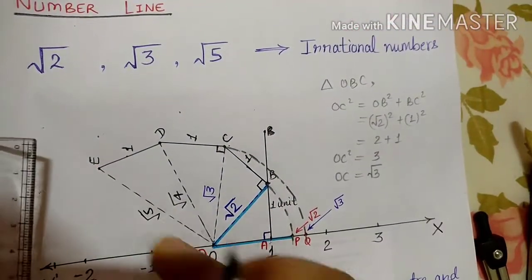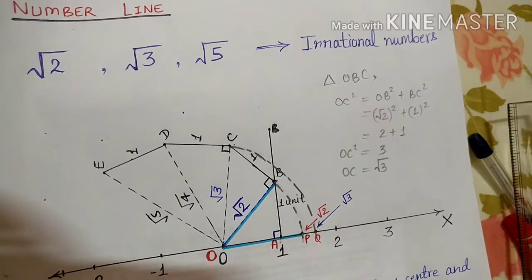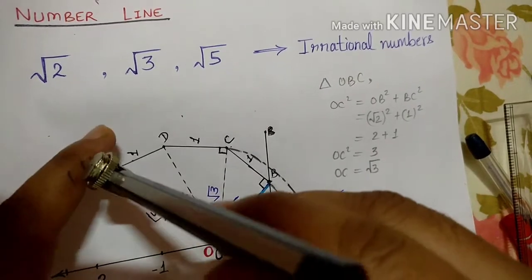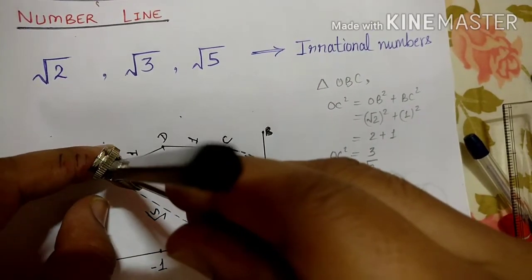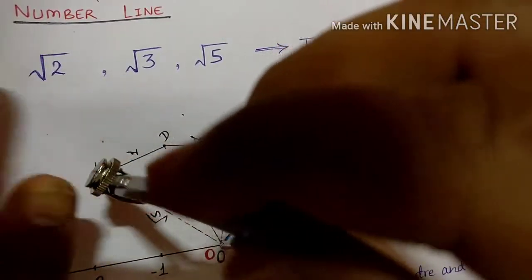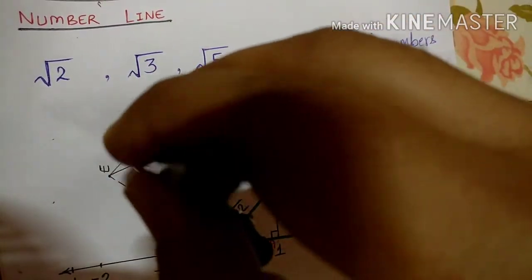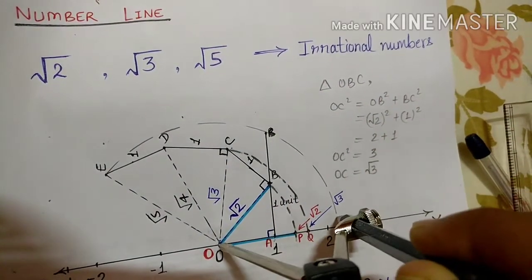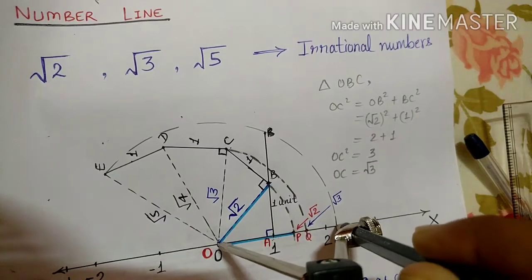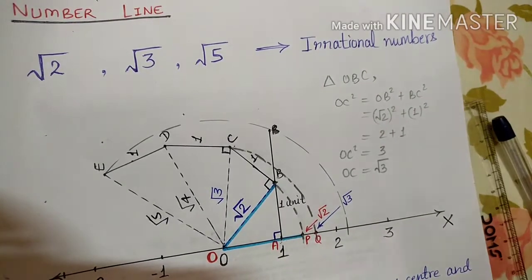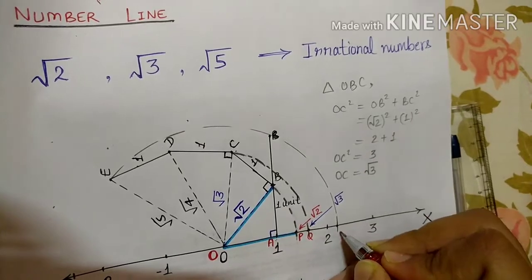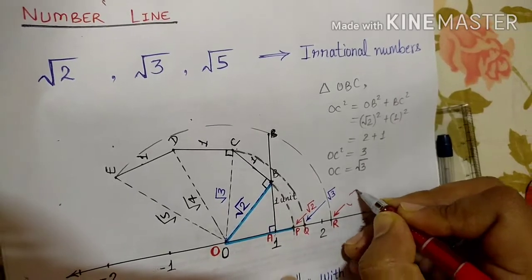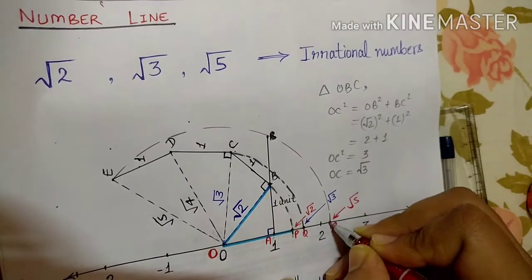Now OE is our new radius. So what can we do? We can take O as the center and OE as the radius. We can draw a new arc which will cut the line OX at a point, and that point will show root 5. Let's see where it will cut. It cuts here after 2. We can give this the name R. So this point is showing root 5.